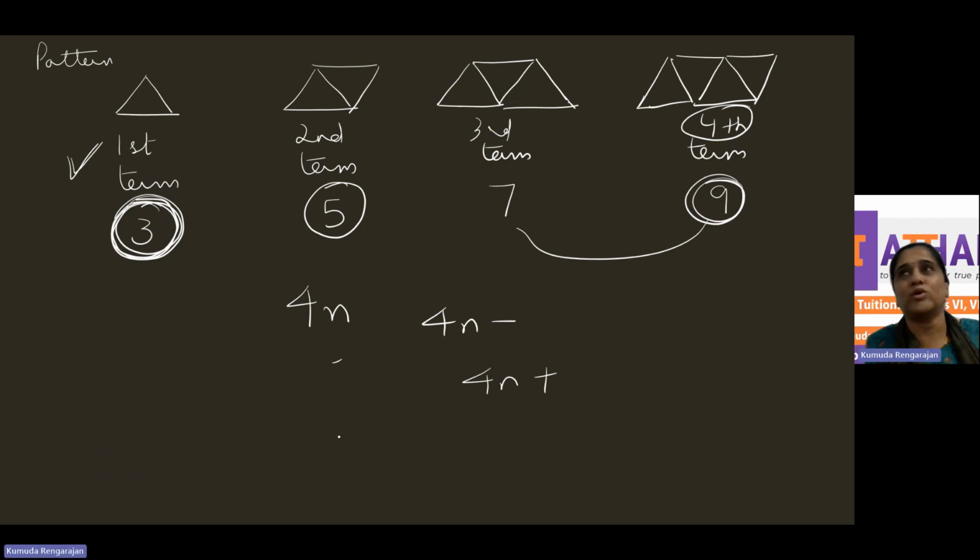So you can't draw and count. It becomes impossible. So you need a rule. For this pattern, the rule is 2n plus 1. So for the 50,000th term, 2 into 50,000 plus 1. So 1 lakh plus 1. 1 lakh and 1 matchsticks you will need to build the 50,000th term of this pattern.